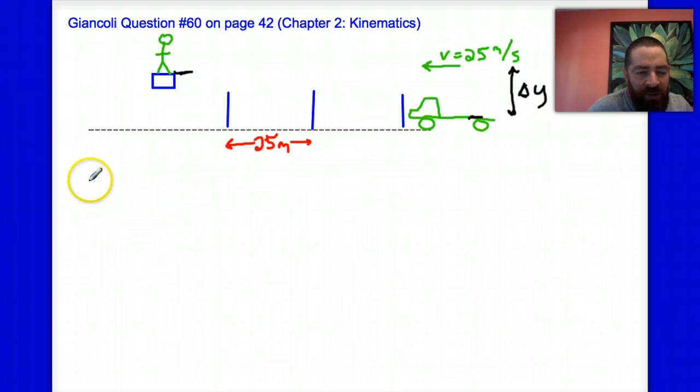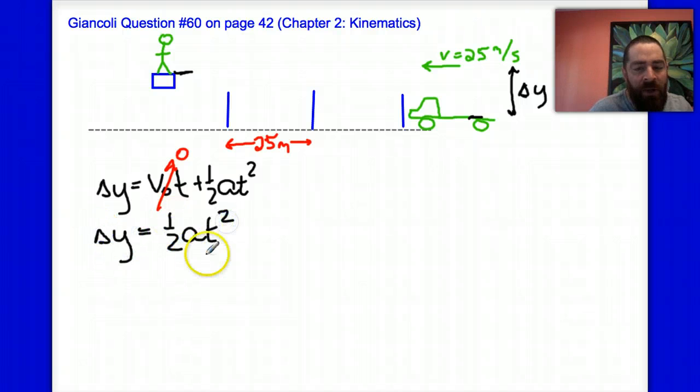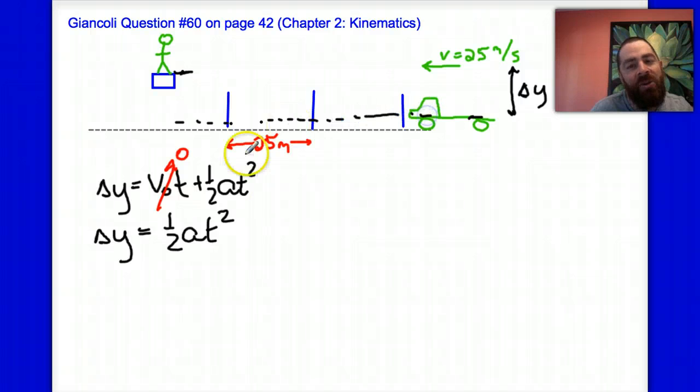We're going to invoke the first equation of kinematics, suggesting that delta y is equal to v naught t plus 1/2 a t squared, recognizing that his initial velocity must be 0. He's just jumping off the bridge. He's initially at rest. And that greatly simplifies this. It becomes delta y is equal to 1/2 a t squared. Solving for the time of flight, we need to figure out how long it's going to take for him to jump from this point till he reaches the plane of the flatbed truck.